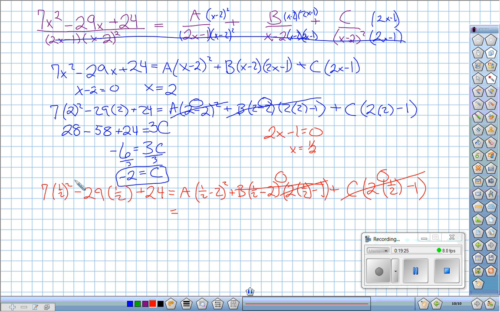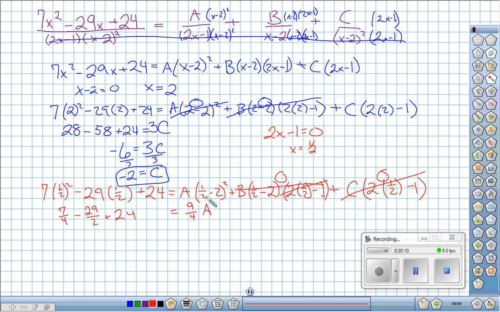So 7 times 1/2 squared will be 7 over 4 minus 29 over 2 plus 24. We'll get common denominators in a little bit. 1/2 minus 2 gives me negative 3/2. When I square that, I will get 9/4, so I will get 9/4 times a. Then I'm going to add these guys together, and honestly, I'm just doing them in the calculator. So I have 7/4 minus 29 over 2 plus 24.